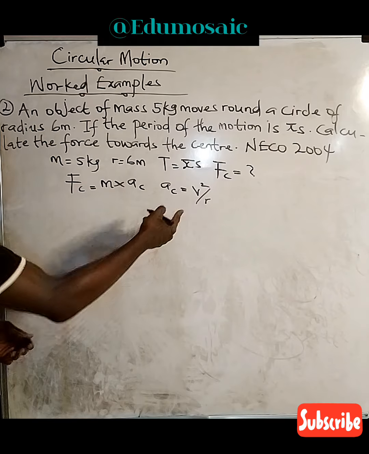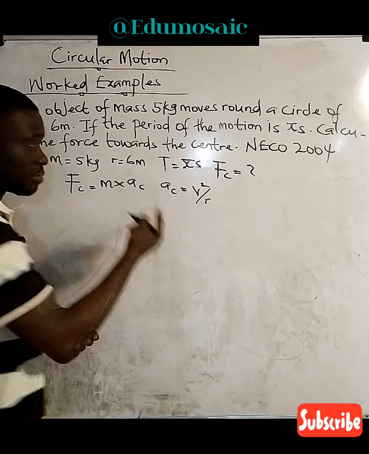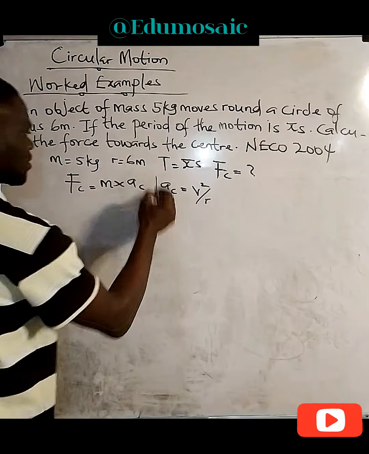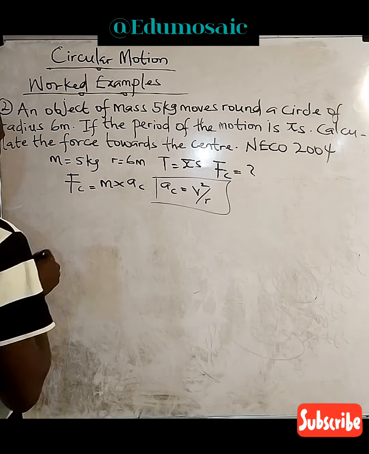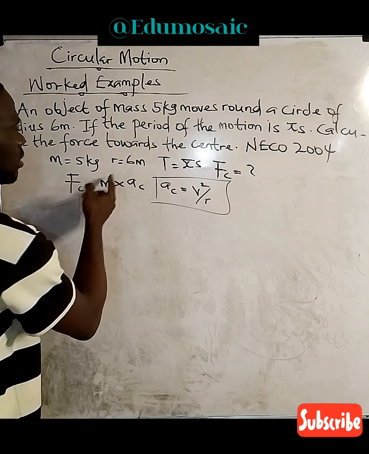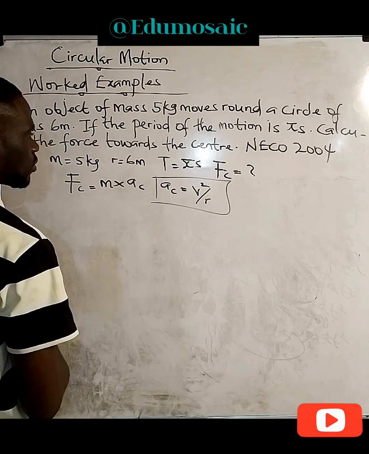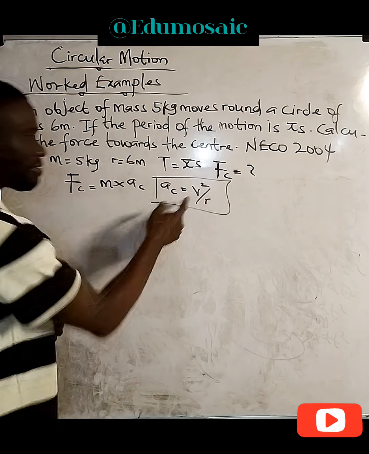We can get other formulas for centripetal acceleration, but this is the most basic formula. So what do we have right here? We have the mass, yes. We have the radius, yes. And here we have the period. We don't have a velocity.